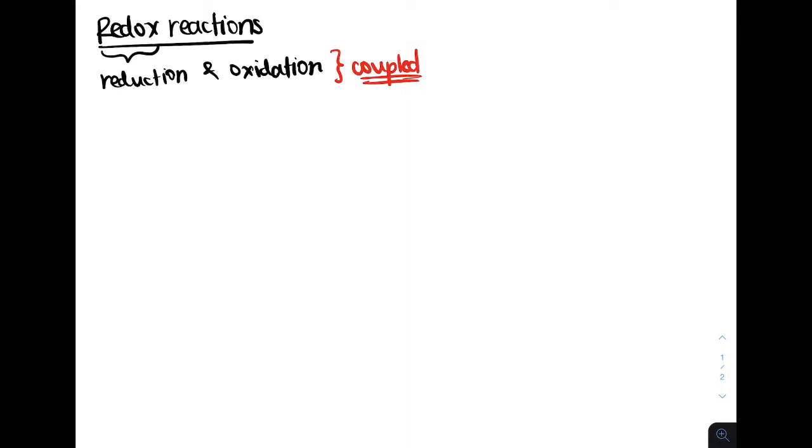These reactions involve the loss and the gain of electrons. So reduction is gaining electrons, and oxidation is losing electrons. A molecule that is reduced gains electrons, while a molecule that is oxidized loses electrons. It's also important to remember that a molecule that is reduced is called an oxidizing agent.